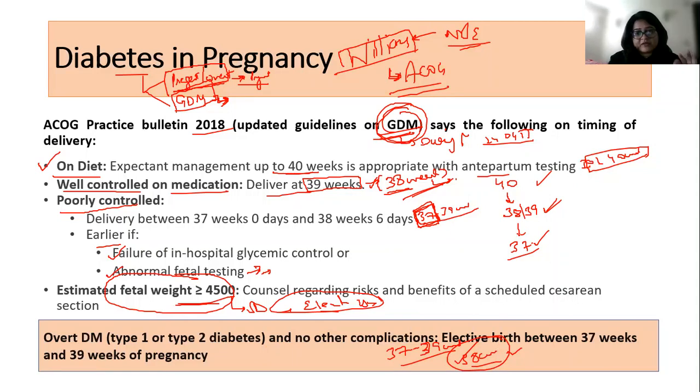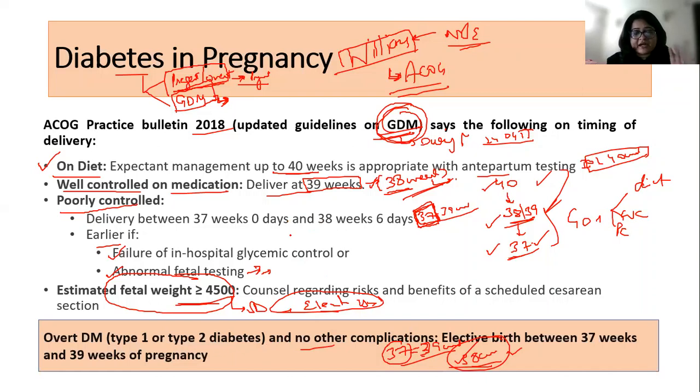Okay, so remember 40, remember it like this: 40, 39, 37, 38, 39 and 37. If she is GDM, these are the three categories: you have diet, well controlled medication, and poorly controlled medication. If she's overt diabetes and no other complication, take her till 37 to 39 weeks. Best answer would be 38 weeks, and then deliver her.